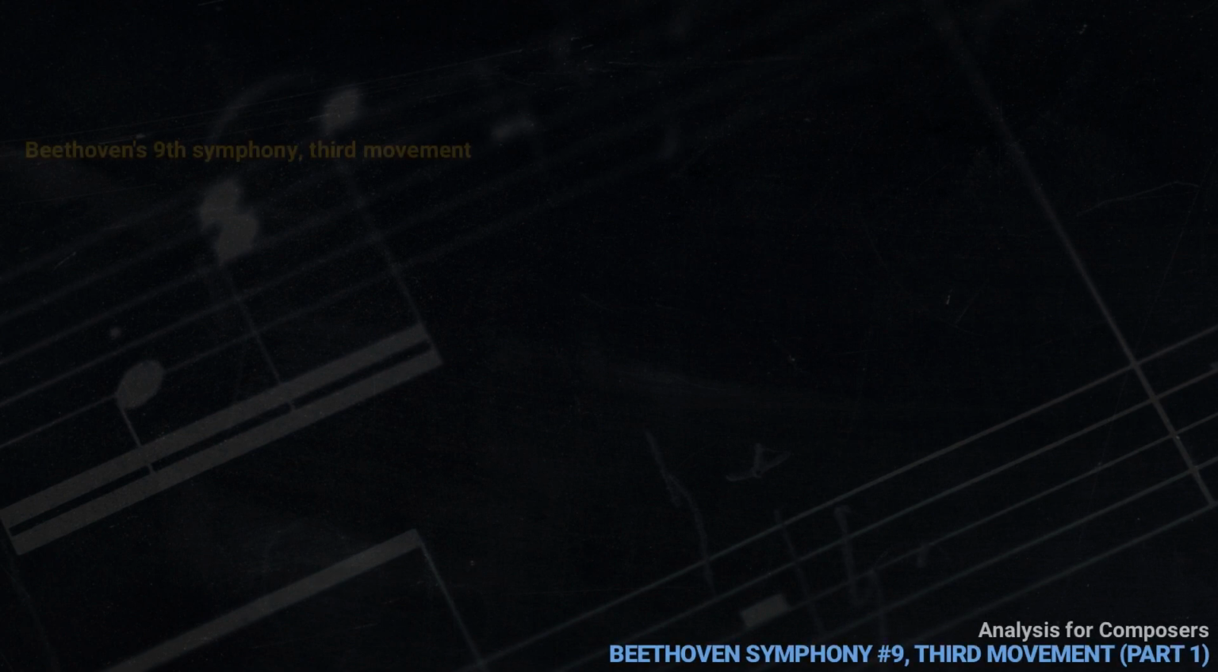In our last lesson, we talked about things to listen for when analyzing an orchestral piece by ear, looking at the minuet of Mozart's G minor symphony. Now I want to look at a longer piece, the slow movement of Beethoven's Ninth Symphony.